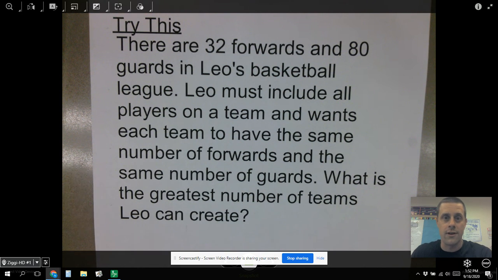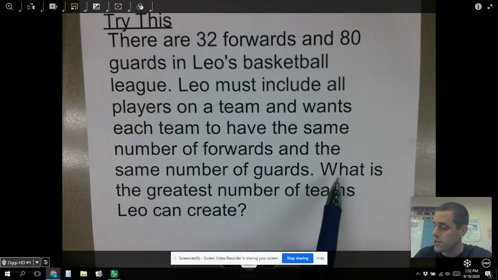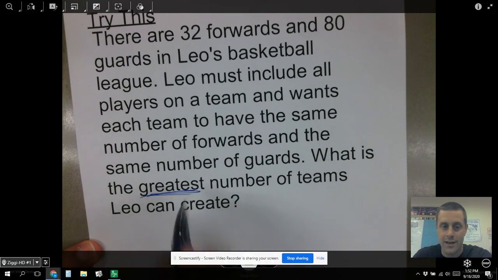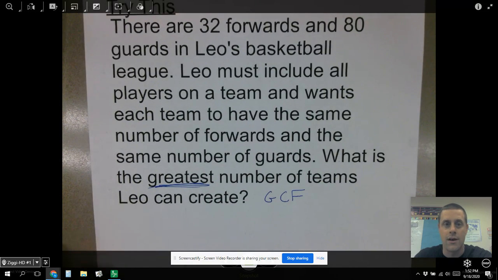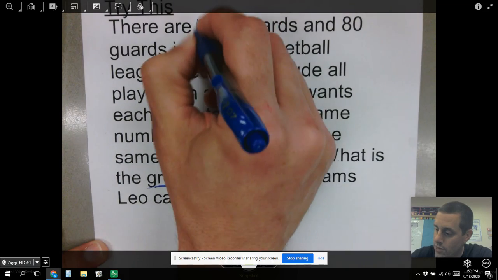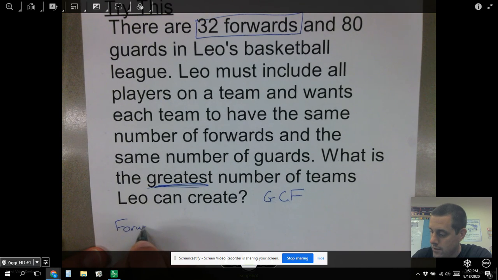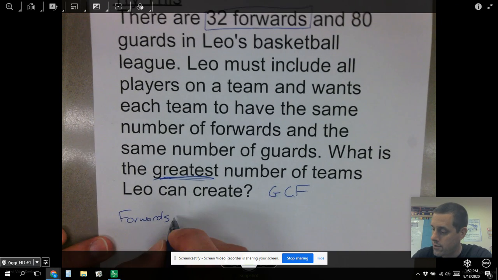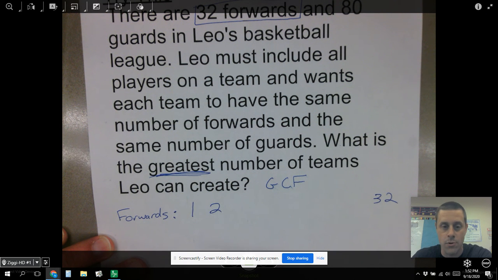Hopefully you've given yourself enough time to complete this problem on your own. Let's work it out together, starting with the question, what is the greatest? So that is a clue for us saying, hey, we need to find the greatest common factor. Starting with the forwards, there are 32 of them. So we need to factor 32.